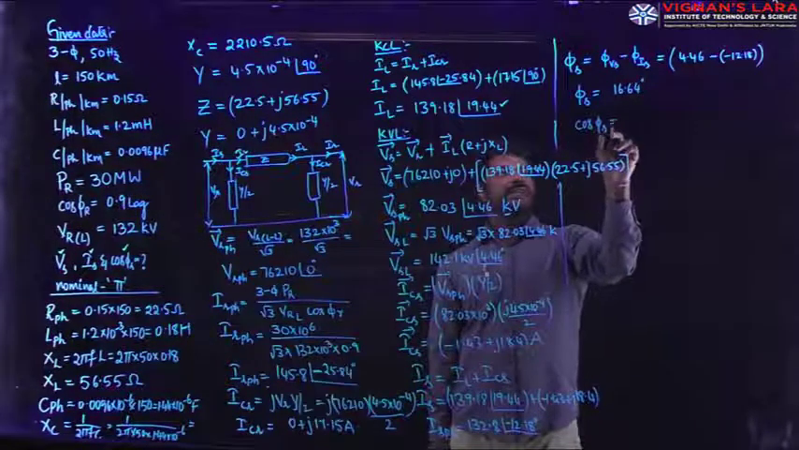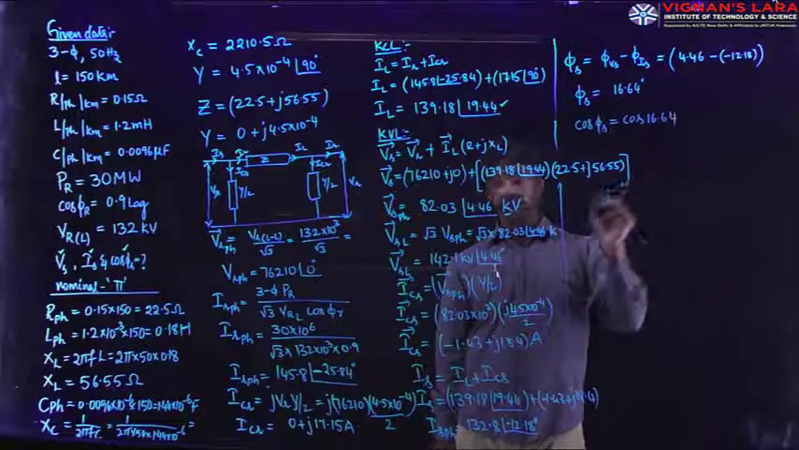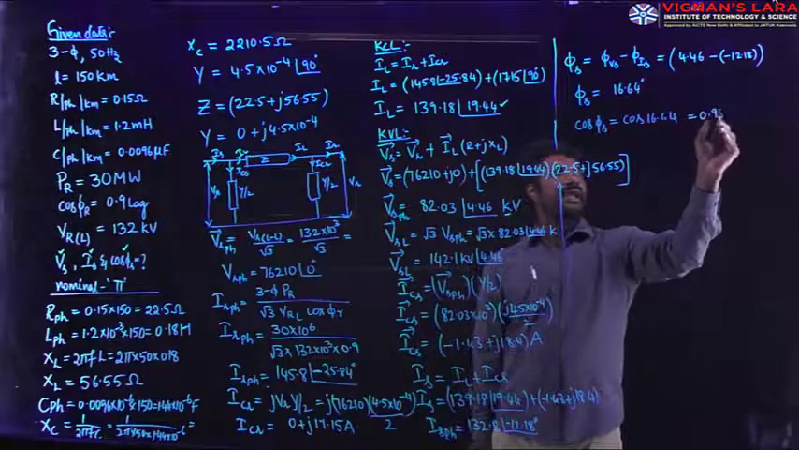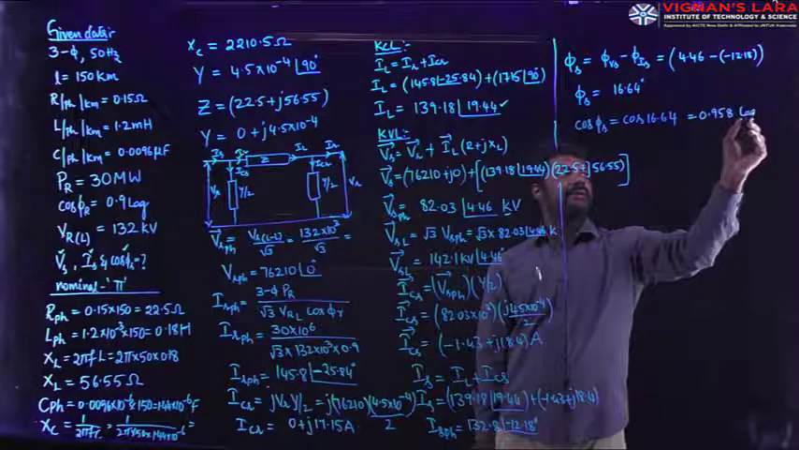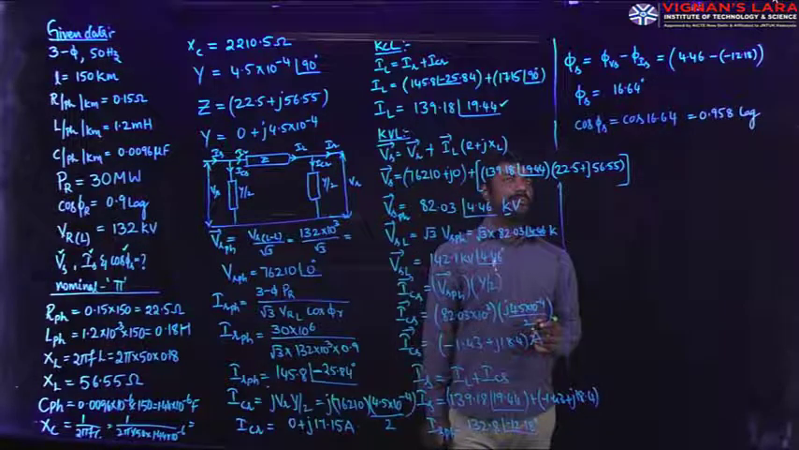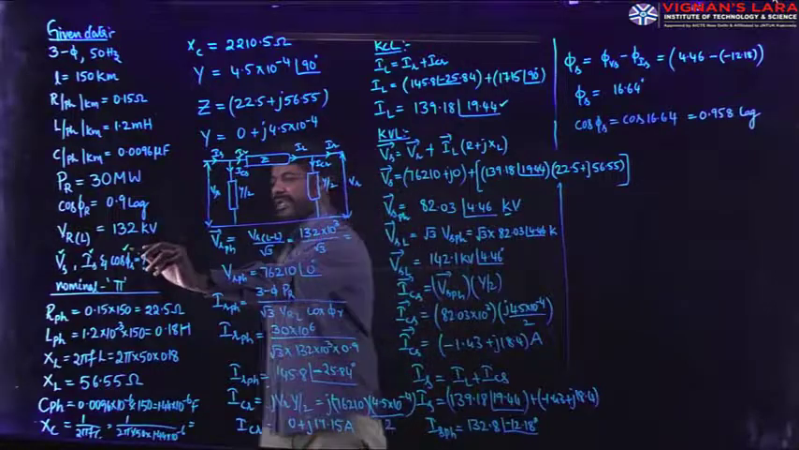So cos phi s is equal to cos of 16.64, whose value is 0.958 lag. This is the value of power factor on the sending end side, which is our required quantity.